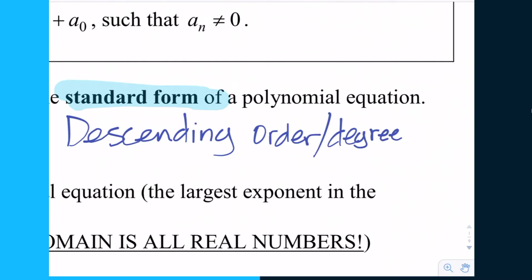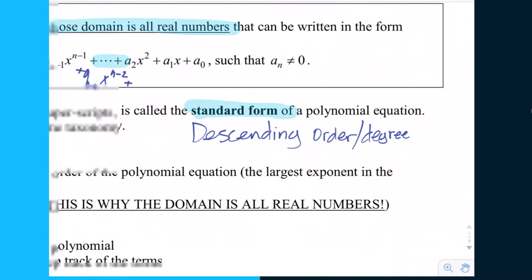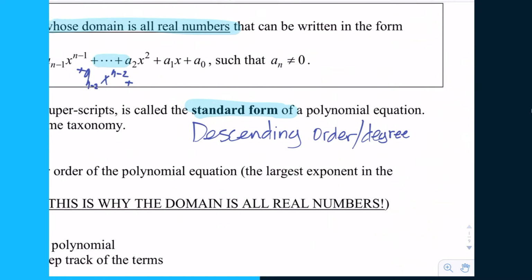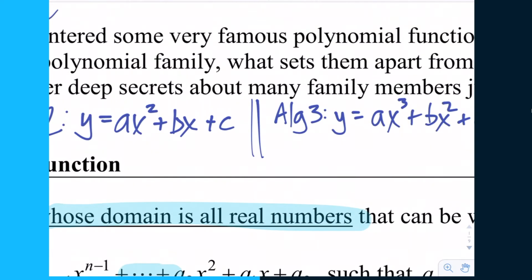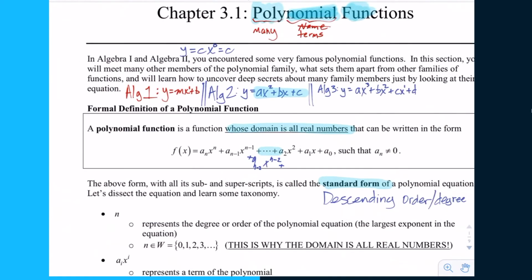Okay. What do we call those if they're written in descending order of degree? Standard form. And that's how you had to write that in Algebra 2 in standard order or standard form in order to use the quadratic formula, right? It was required so you can identify your a, b, c, which were the coefficients.